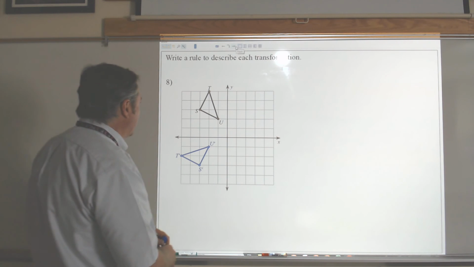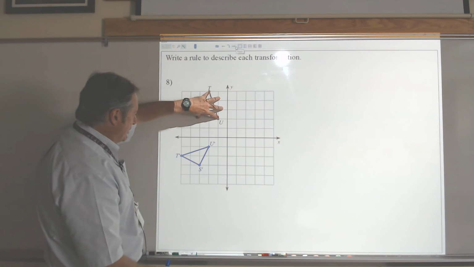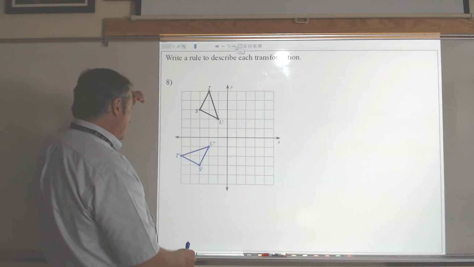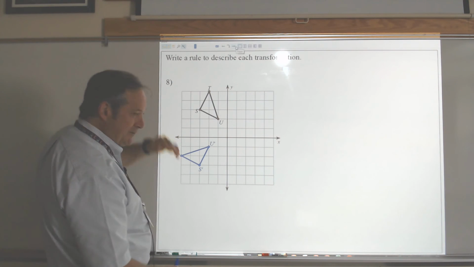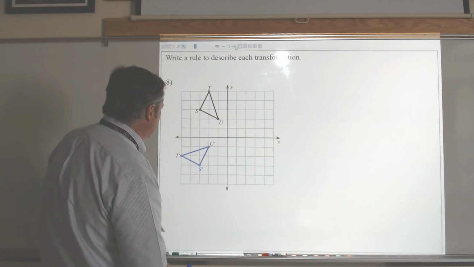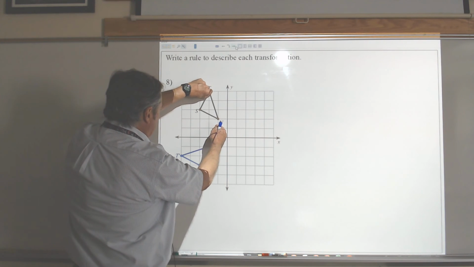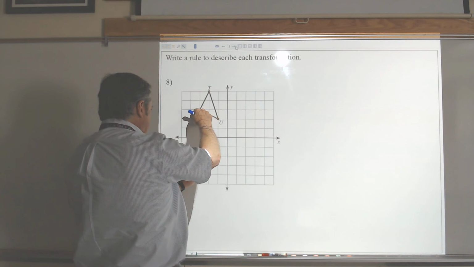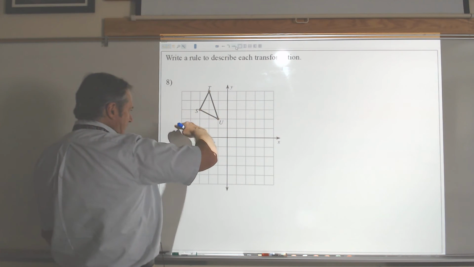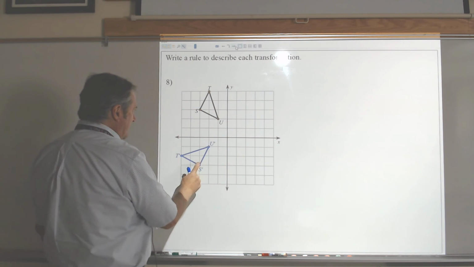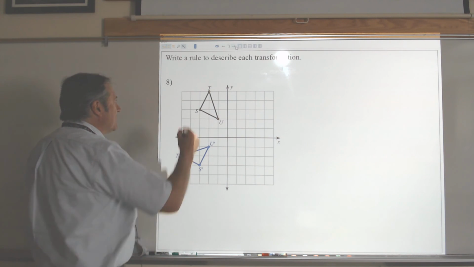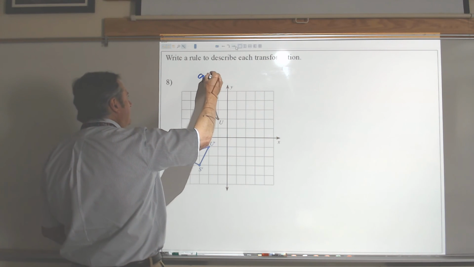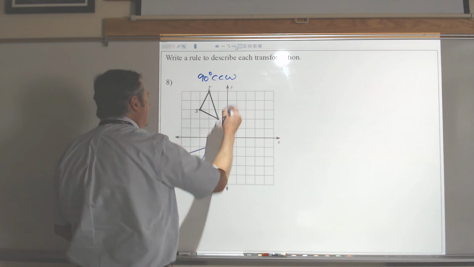Okay, so how did we go from pre-image to image? Well, it sort of looks like it's upside down, but I think we can probably see that if I went that way, 90 degrees counterclockwise, I'd land right here. So this is a 90 degrees counterclockwise, CCW.